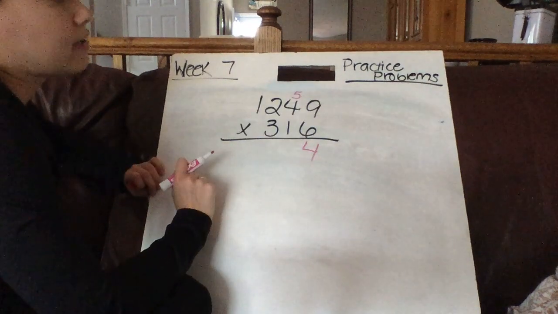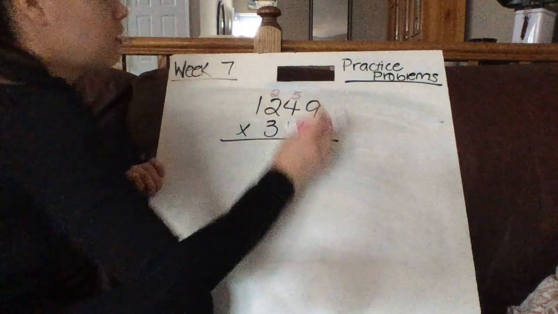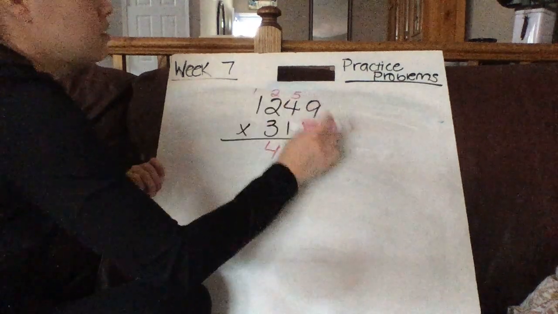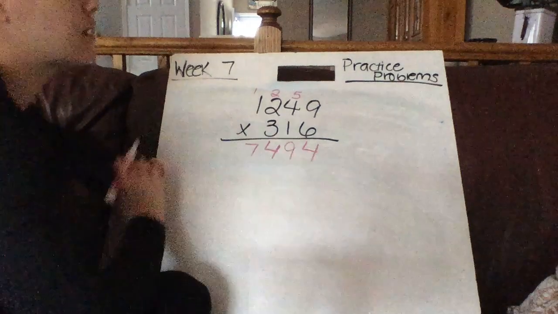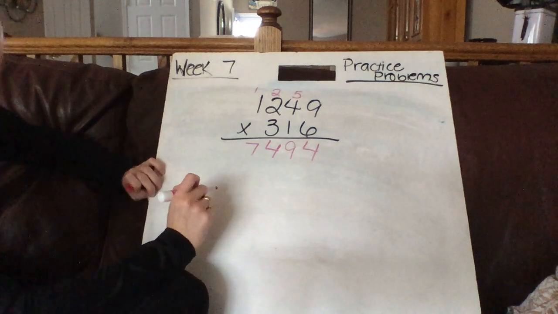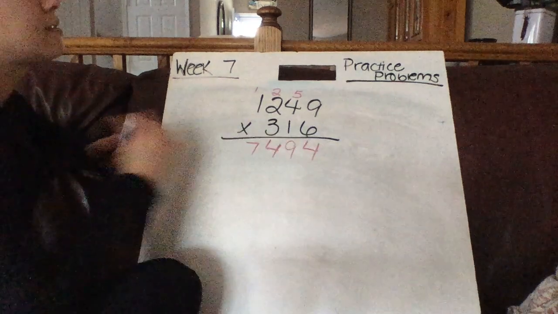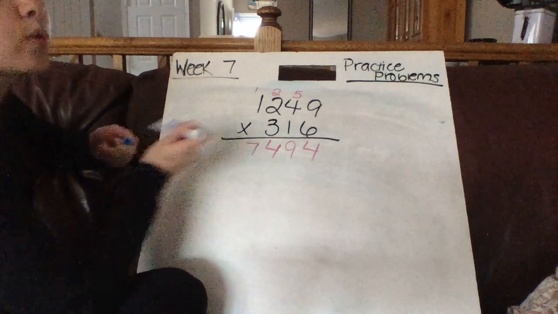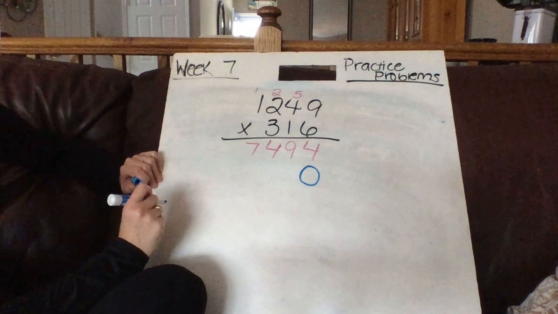6 times 4 is 24, plus 5 is 29. 6 times 2 is 12, plus 2 is 14. 6 times 1 is 6, plus 1 is 7. And we get 7,494, and that's actually called our first partial product. But we know we are not done because we need to move on to the next digit. We want to move on to the 1. But the 1 is in the tens place, which means I need to add a 0 before I can continue.